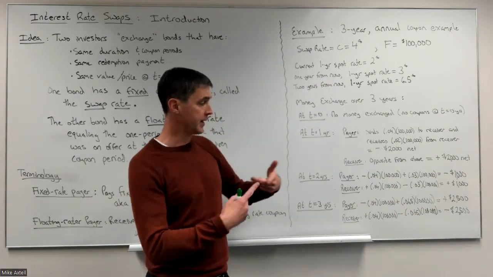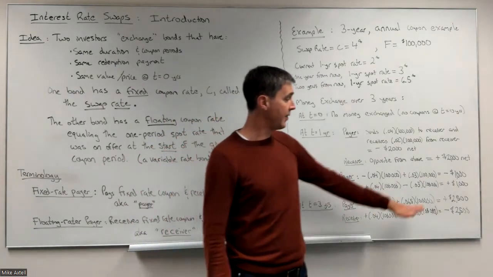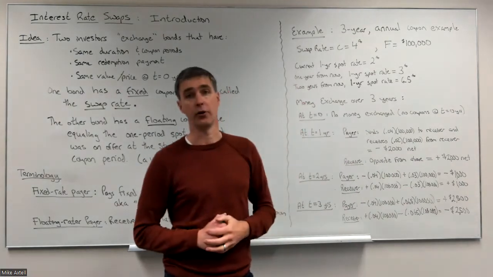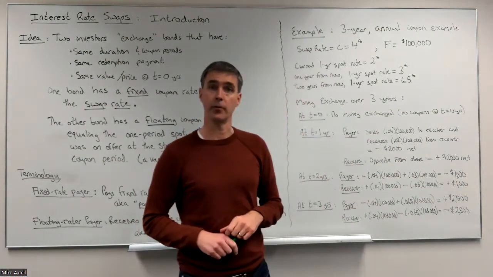The receiver, exact opposite. They receive the 4% fixed rate coupon and they send out the 3% floating rate coupon. So they're going to be up $1,000 for that 1 year.